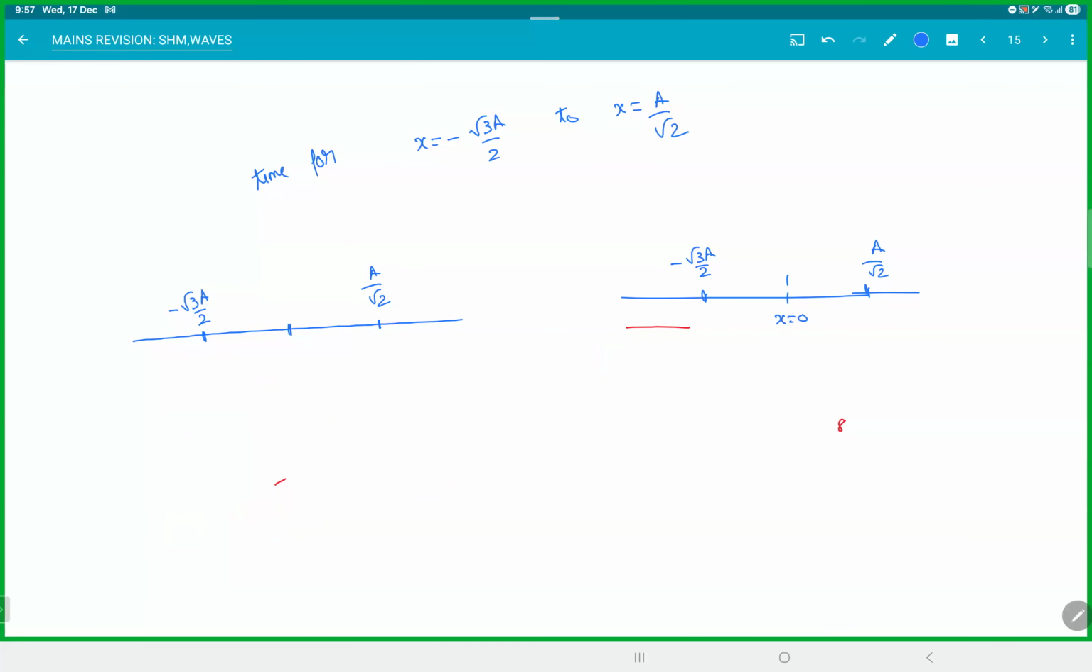Let's get these things. Time taken for the particle to go from minus root 3 a by 2 to a by root 2. There are two possibilities. You can go directly or you can go back and go this way, isn't it? Get the time for both of them. These are another type of questions. They will give you two positions. They'll ask you what's the time taken to go from here to there. Find the time taken to go from minus root 3 a by 2 to a by root 2. One directly, one reverse, and then back.